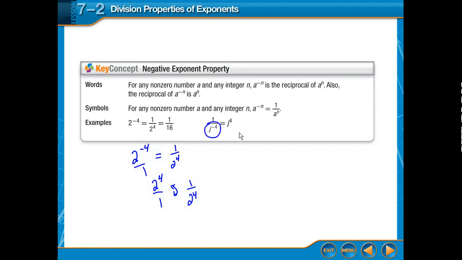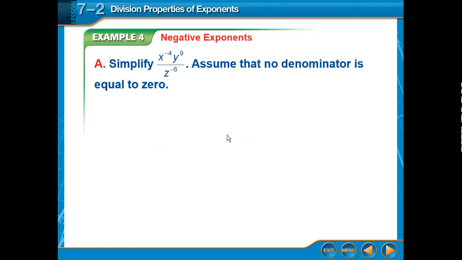Okay? So, for example, simplify x to the negative 4, y to the 9th, and z to the negative 6. When you're simplifying, something that is simplified will not have negative exponents. So if I want to get rid of the negative on x, I move it to the other side of the fraction. This z also has a negative, so I'm going to move it to the other side, which means it comes up to the top and makes it a positive 6 instead of a negative 6.